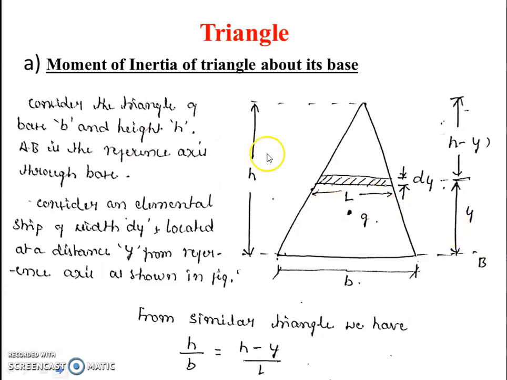Now we will see the moment of inertia of a triangle. The second geometrical shape is the triangle. In that, we will first see the moment of inertia of a triangle about its base. For that, I construct the triangle like this. In this figure, it has a base b and height h.